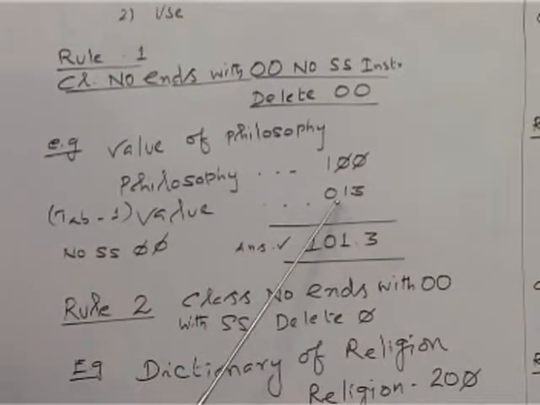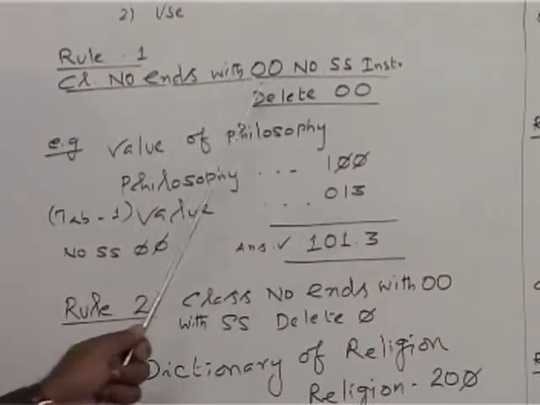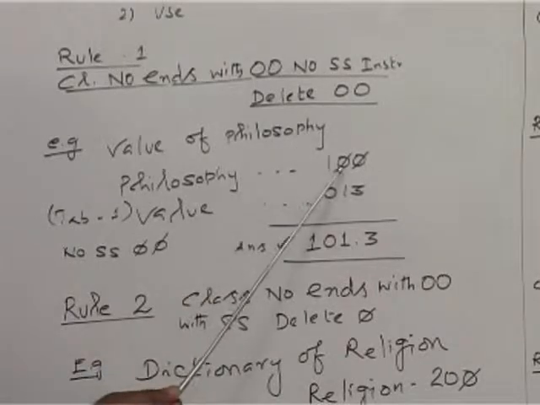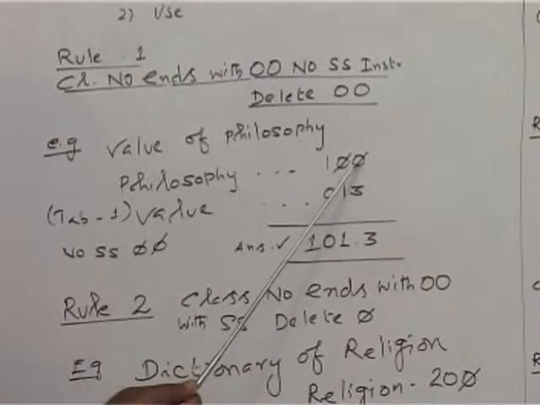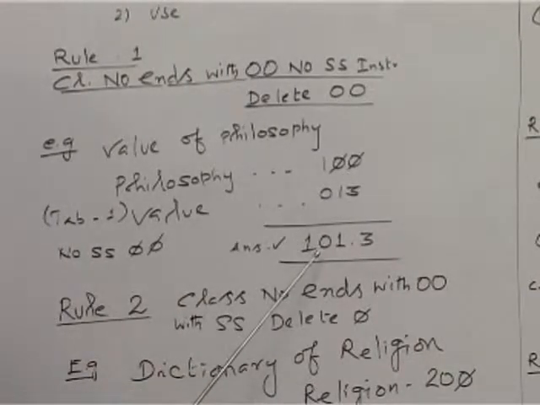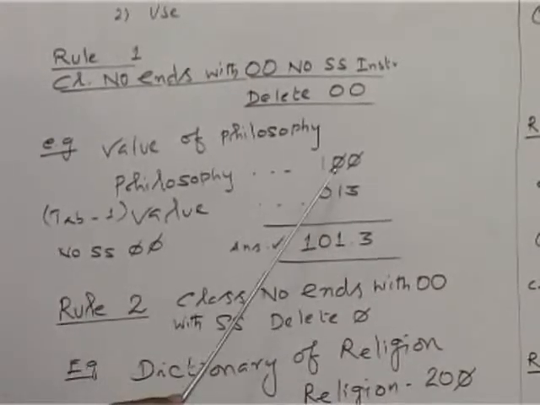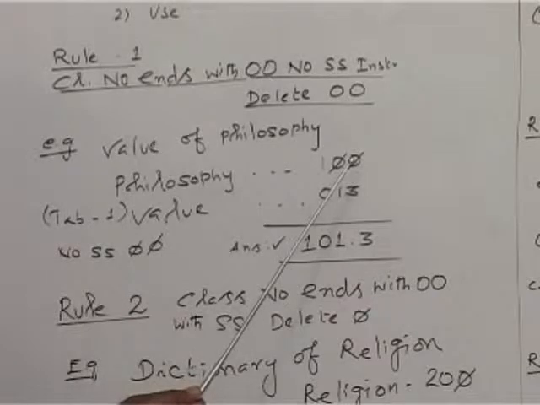Value number from the table 1 is 013. Class number ends with 20, no SS instruction, delete 20. That is why 20 is deleted from the class number. Now the final answer is 101.3, because we have deleted 20 here.